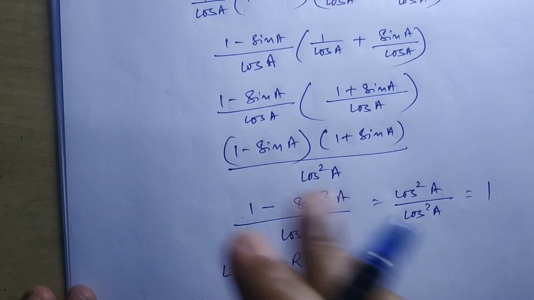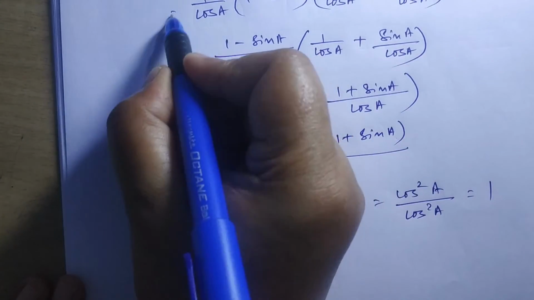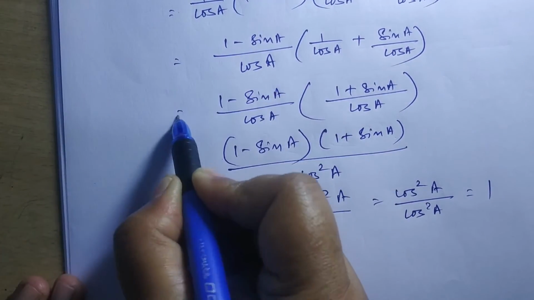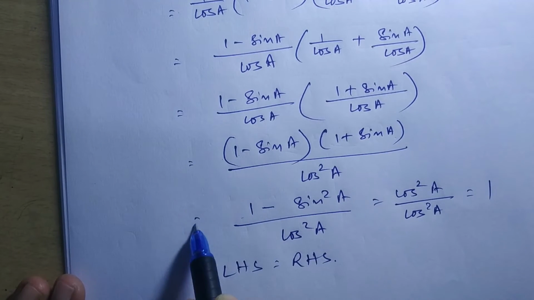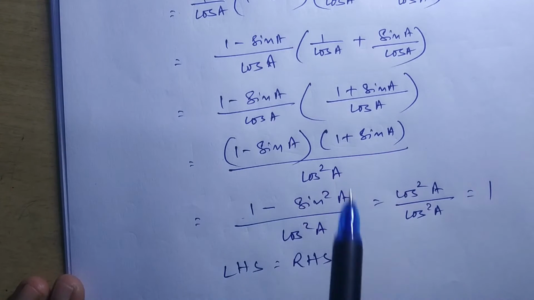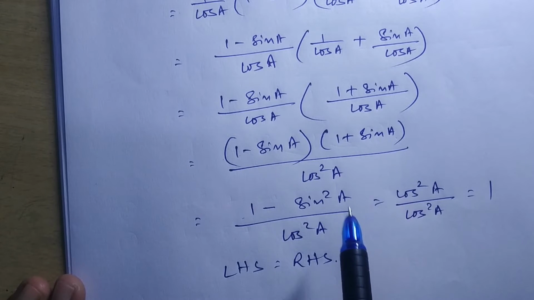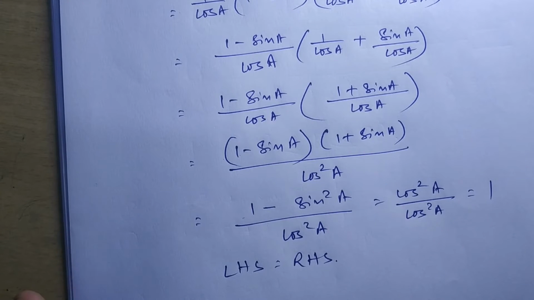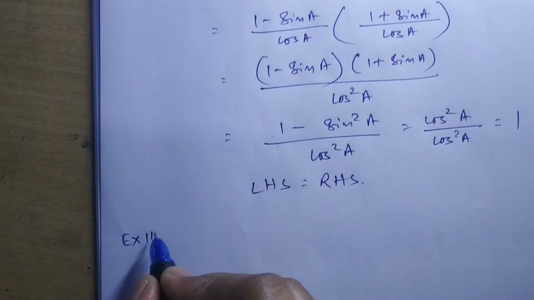Okay. So I have a very bad practice. See, I'm not writing the equal to sign. So please don't forget to put the equal to sign, and at the end you have to write LHS is equal to RHS. Fine. Now wasn't that easy? Okay. Now let me go to example 14.